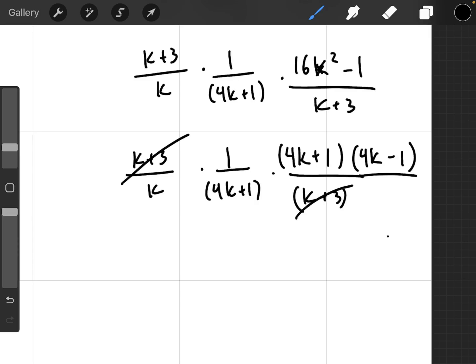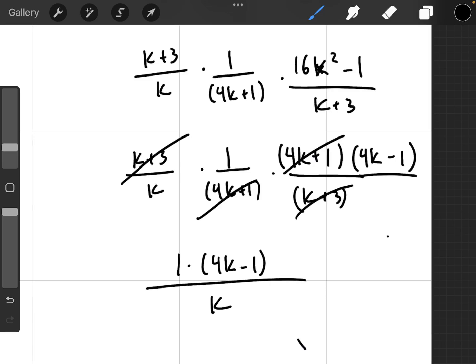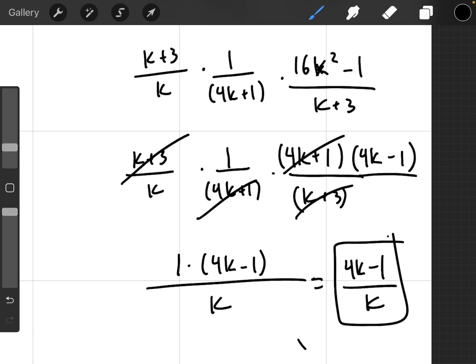Now we can cancel out like terms. So this k plus 3 and this k plus 3 cancel out. This 4k plus 1 and this 4k plus 1 cancel out. So now we're left with 1 times 4k minus 1 over k. And we know that 1 times anything is just itself. So to write it simply, we have 4k minus 1 over k.